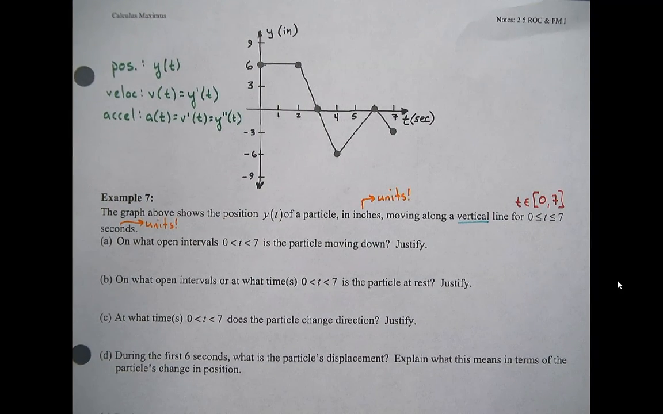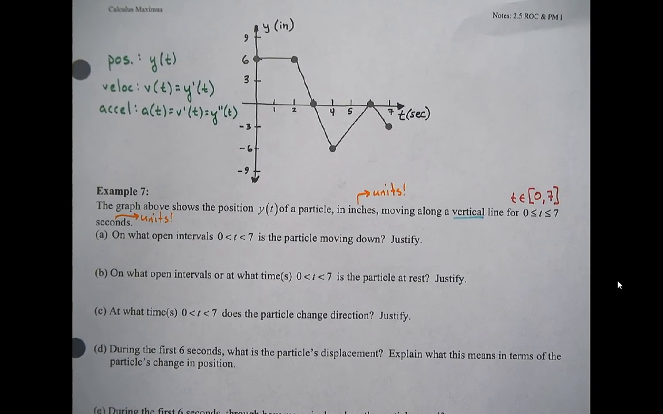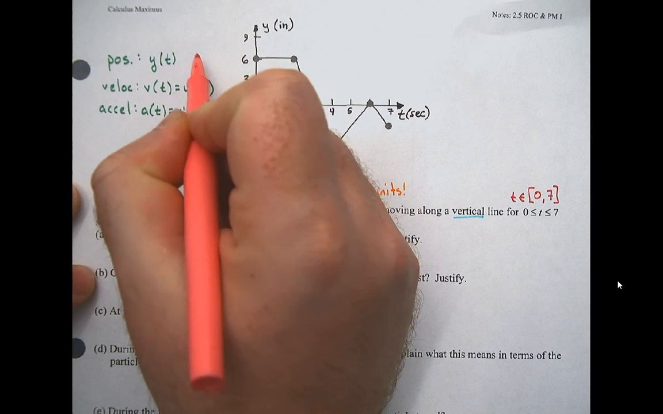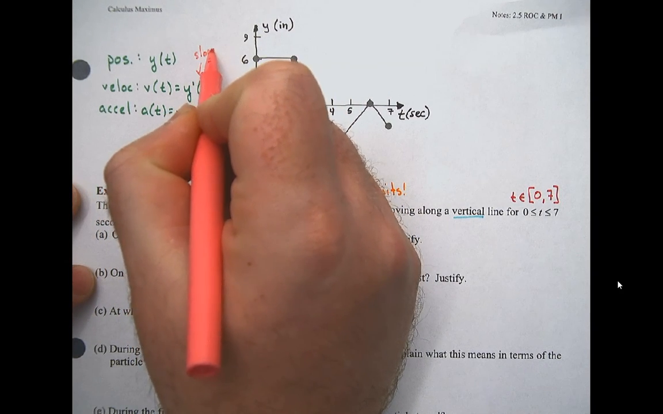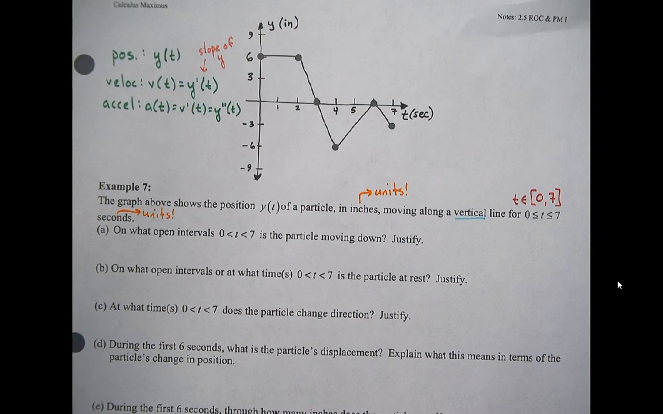Now, what's interesting about this scenario is we don't have equations to go figure out our derivatives. We're going to have to do everything graphically. So if I want to talk about the velocity, I need to talk about the slope of y. So I'm going to leave myself an extra little note there that this is the slope of y. We can't come up with the equation for velocity this time. We're going to have to figure out the slope. Okay, so let's get after it.